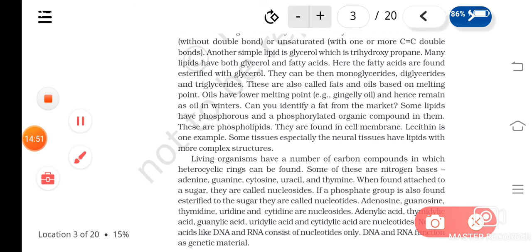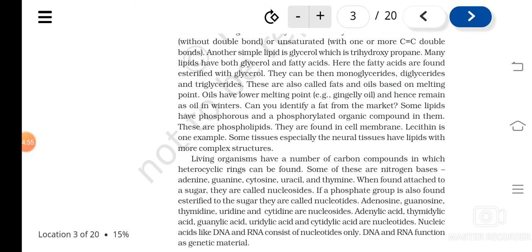So the various nucleotides are adenylic acid. What will it contain? Adenine will be there, then sugar will be there, and also the phosphate group. Adenylic acid, thymidylic acid, guanylic acid, uridylic acid, and cytidylic acid are nucleotides. And these constitute the polymers.